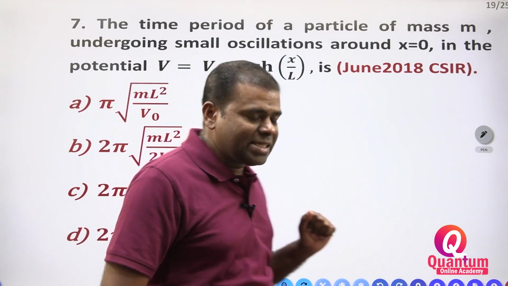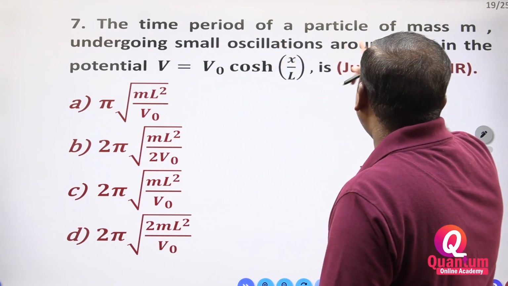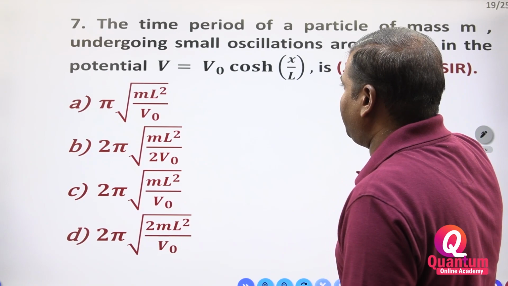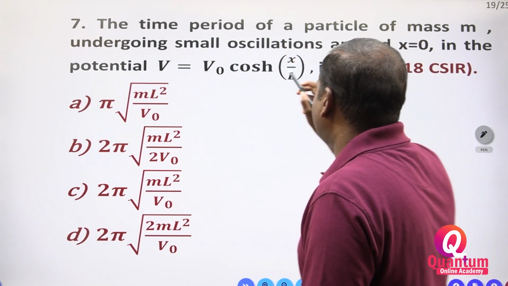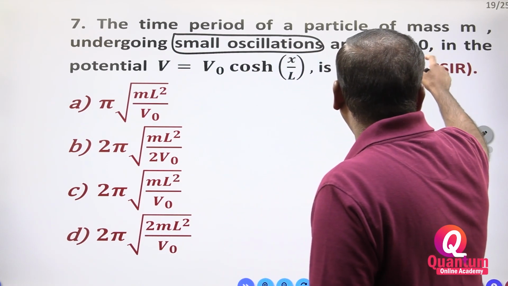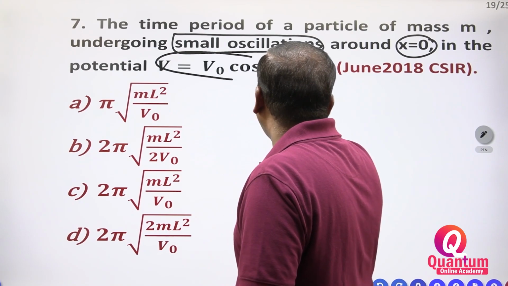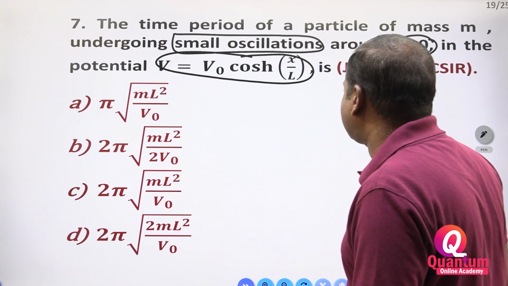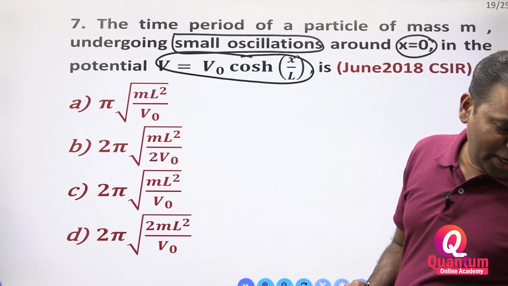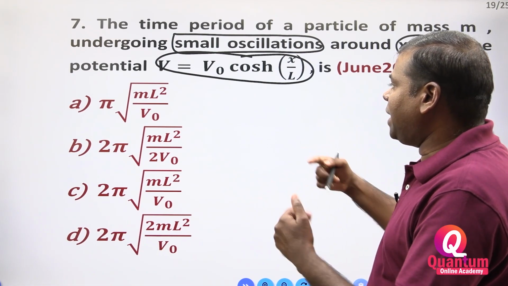Now I am going to the seventh one. Seventh segregation we have to see. The time period of a particle of mass m undergoing small oscillation. This question belongs to periodic oscillations. Around x is equal to 0, in the potential V is equal to V naught cos x by L. What are they asking? Time period they are asking.